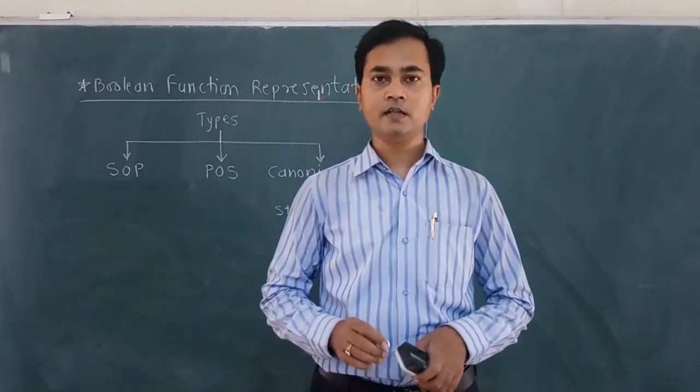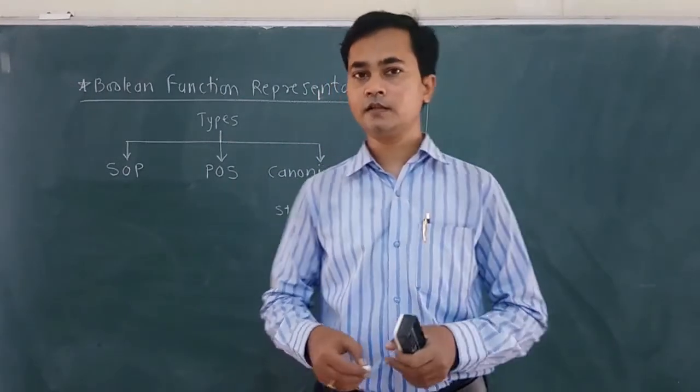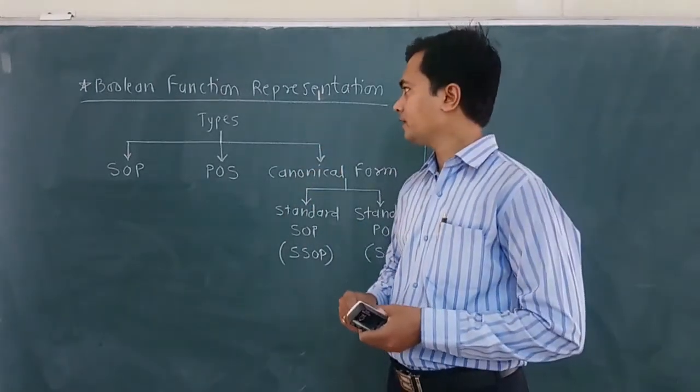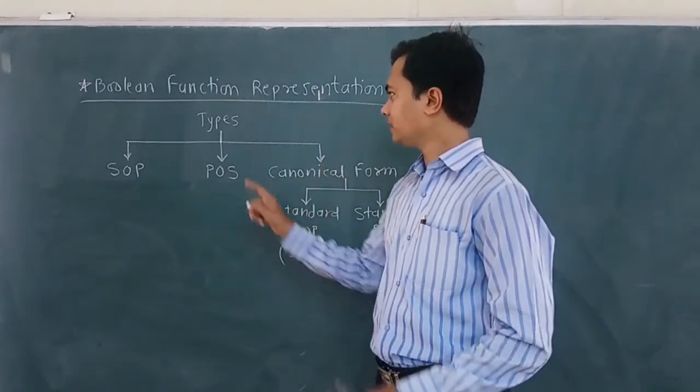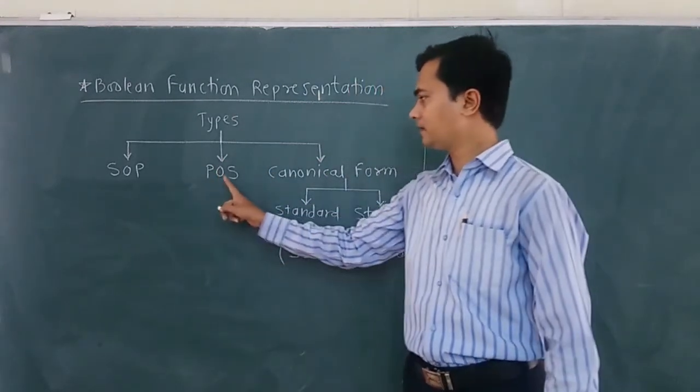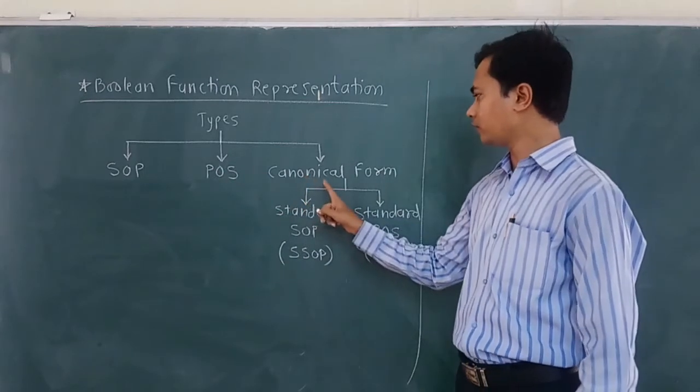Hello everyone. In this video, we are going to see the different Boolean function representations. Here, the Boolean function representations have three types. The first type is SOP, the second type is POS, and the third type is canonical form.